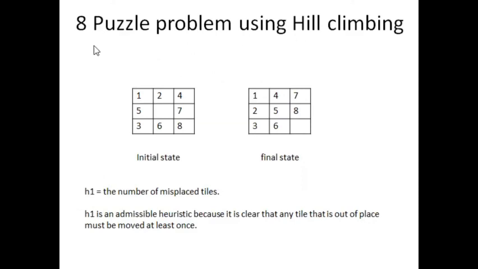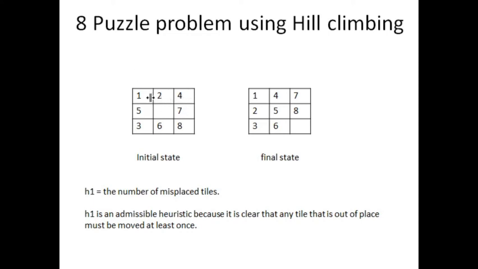So I will solve this problem, the 8 puzzle problem, using hill climbing. During the solution of this problem, we will observe the weakness, the local maxima problem. So here is our initial state of the 8 puzzle problem.